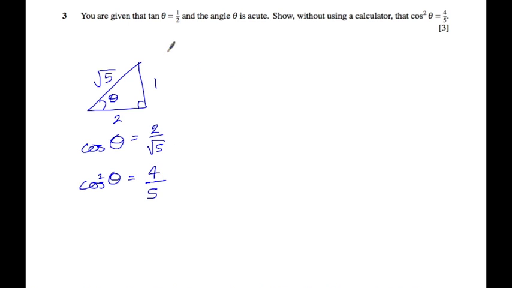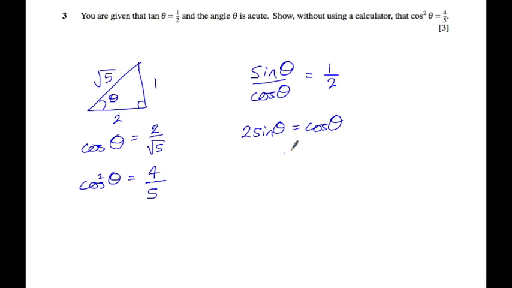I think that the way they want us to do it is using an identity. So tan theta equals a half. Tan theta is the same as saying sine theta over cos theta. If I cross multiply, we can see 2 sine theta equals cos theta. So how do we show this? Well, we know that sine squared theta plus cos squared theta equals 1. If we sub in something to get rid of sine, then we can make cos squared theta the subject.